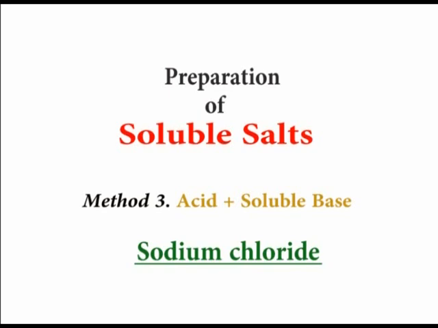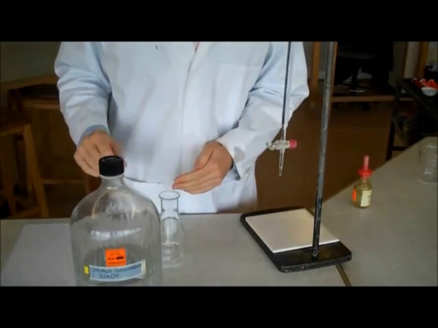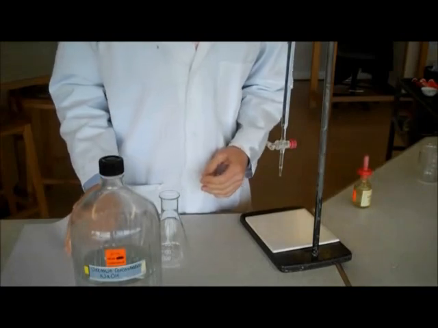Now, the next method in preparing soluble salts is the reaction of acids with soluble bases. So we will prepare sodium chloride from sodium hydroxide and what is that? Hydrochloric acid. So here we are. We want to make a soluble salt from an acid and a soluble base. A soluble base is also called an alkali. So we have an acid and a base.